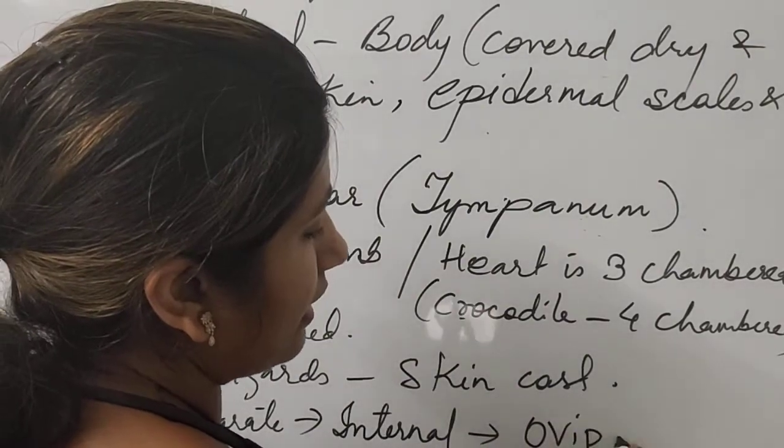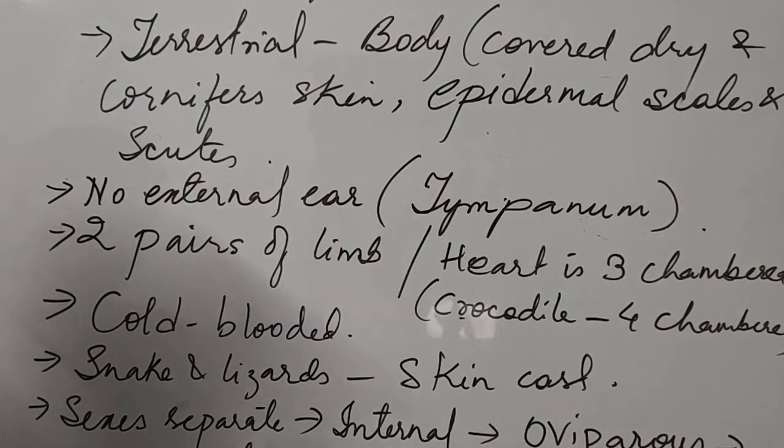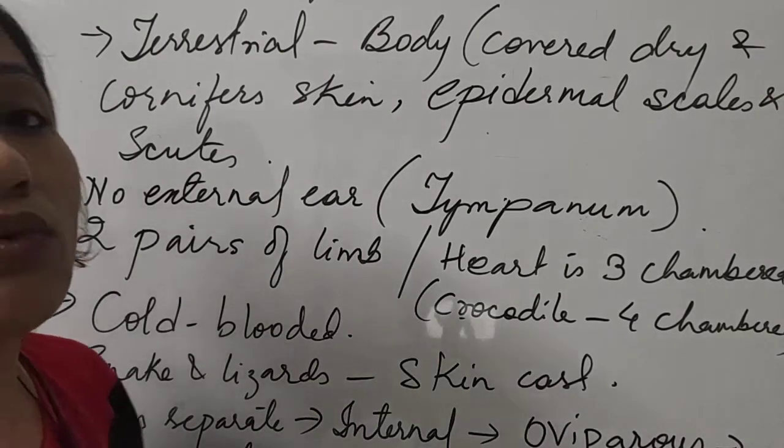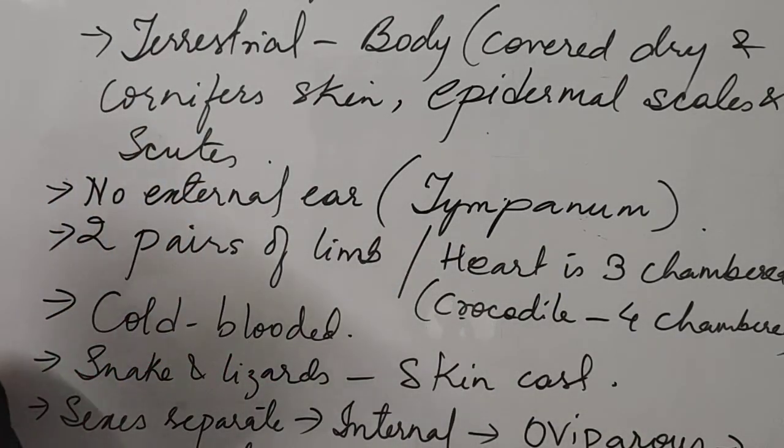Oviparous, they lay eggs. Reptiles, they lay eggs, and their development is direct. From the egg, the young ones will come out. Okay, so that's why the development is direct. Okay, examples you can see.